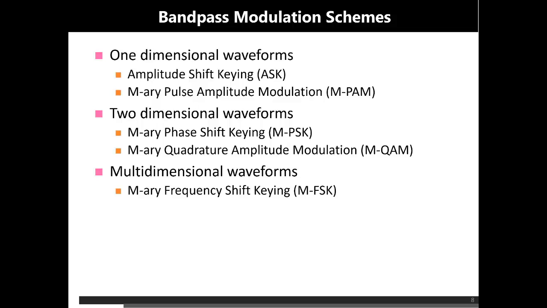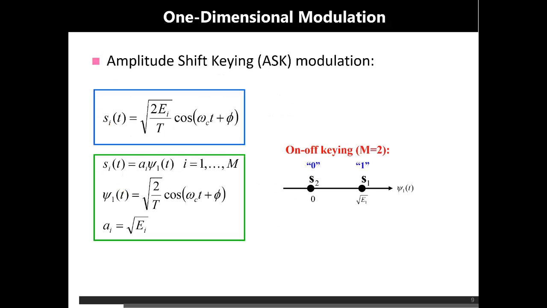In this particular lecture, we will first focus on amplitude shift keying and M-ary PAM, or pulse amplitude modulation. To start with, we see what is the basic model of amplitude shift keying modulation. The first point regarding this is the generalized mathematical model of the transmit pulse. The first equation here, Si of t, is the ith transmitted pulse. It is given by square root of 2Ei over T, times cos of omega ct plus phi. This is the general description of the transmit pulse which will be used throughout the discussion of bandpass modulation.